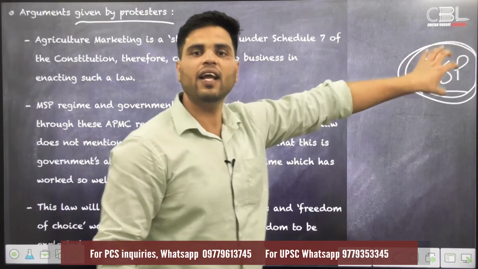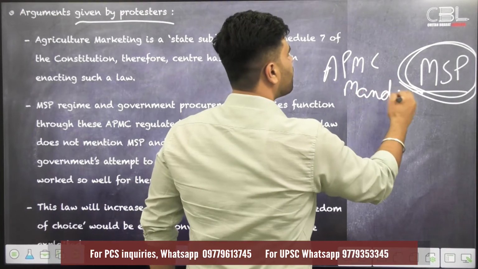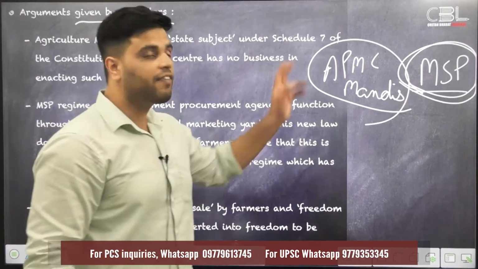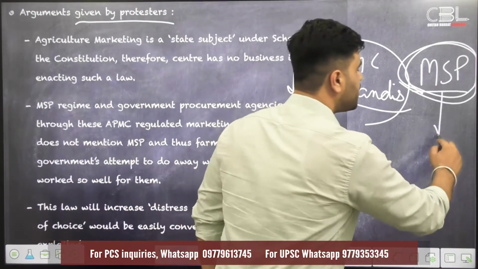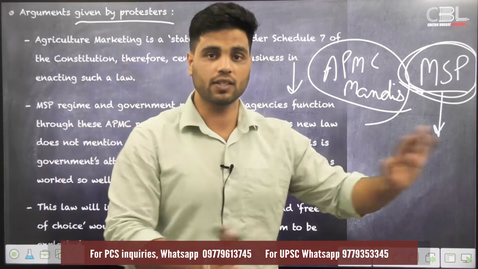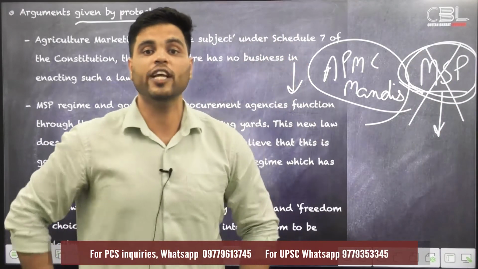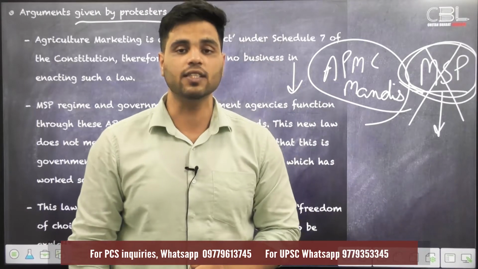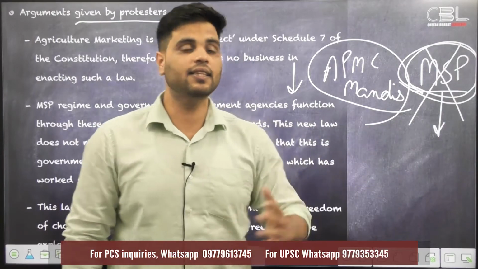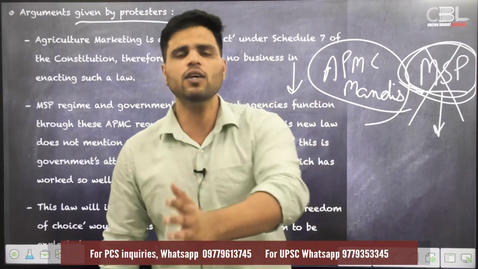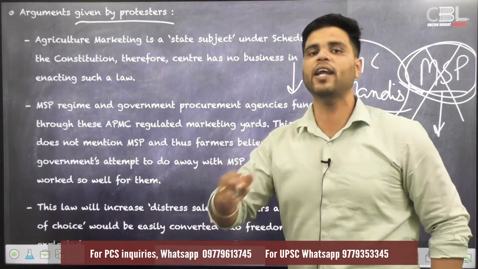Now, MSP procurement by government happens through APMC mandis. Okay. Now, farmer organizations are saying that if government is undermining APMC mandis, then indirectly government is also undermining the MSP regime, which has worked so well for farmers in the past. All right. So government is indirectly hampering this MSP regime, and MSP regime is the protection that farmers need in times of crisis. Okay. So in a way, the protesters are saying that this particular bill is government's sinister way to undermine the MSP regime. All right, that is why they are protesting, because they don't want MSP to go.